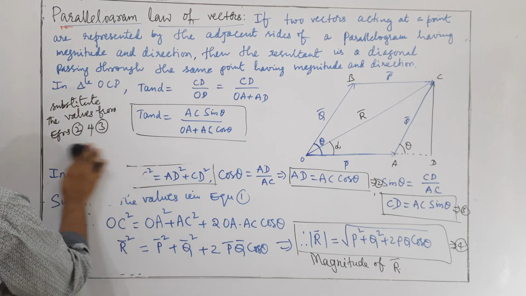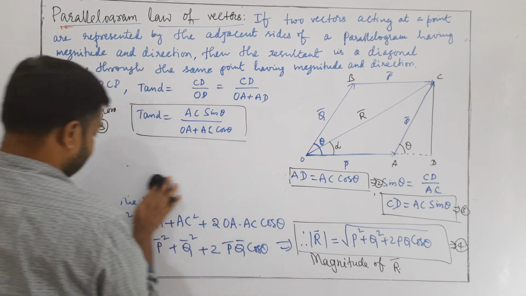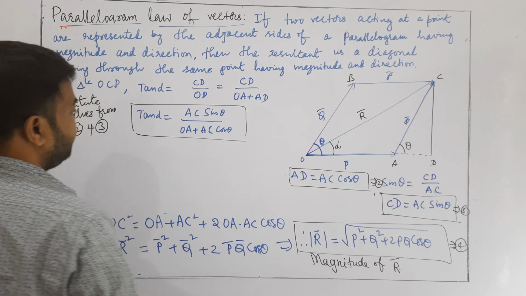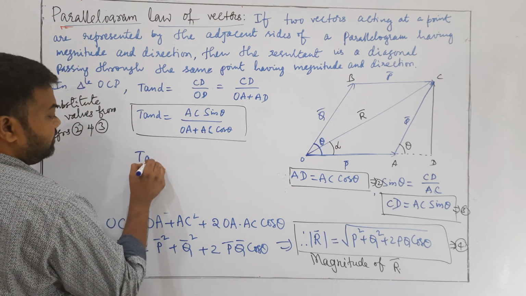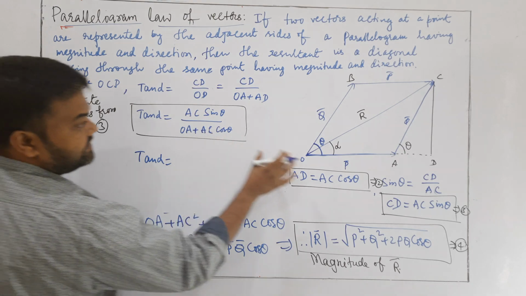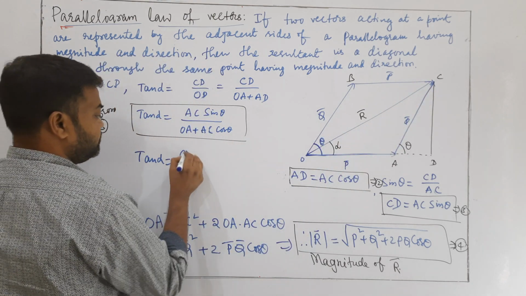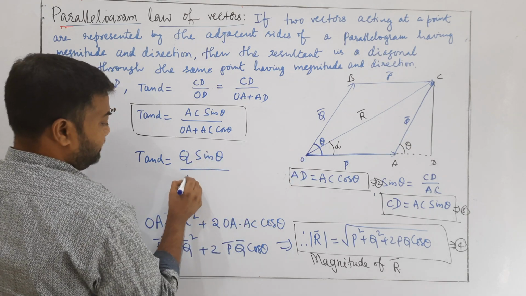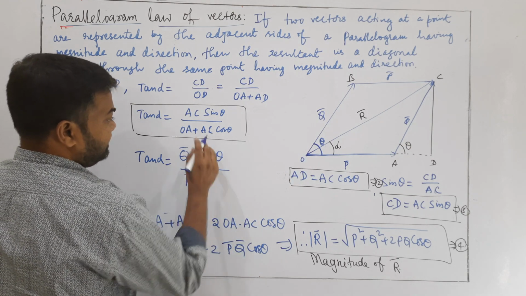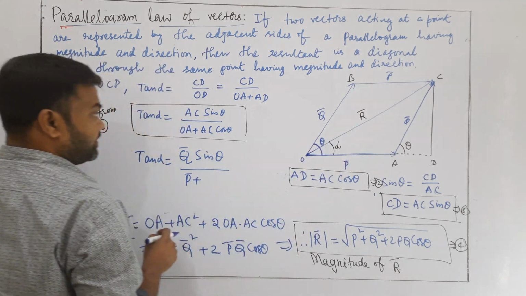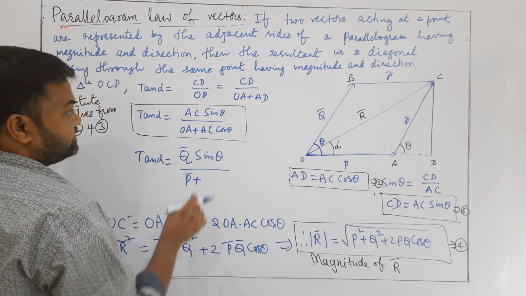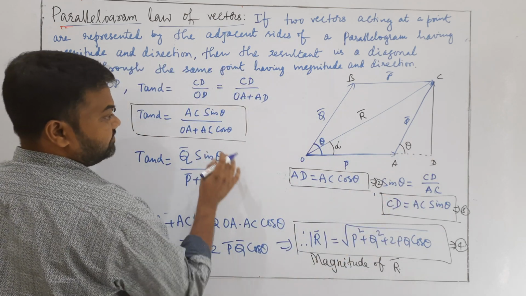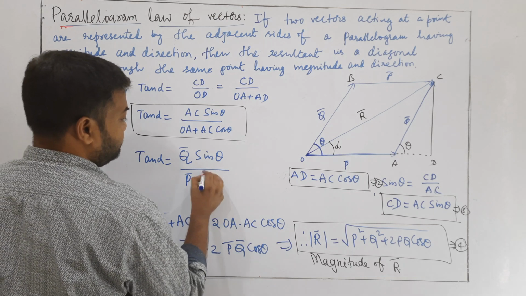Then what is the final conclusion here? What is the resultant? We have tan alpha is equal to, what is AC? AC is Q sin theta, by what is OA? P plus AD. AD is AC cos theta, and AC is nothing but Q, so Q cos theta.